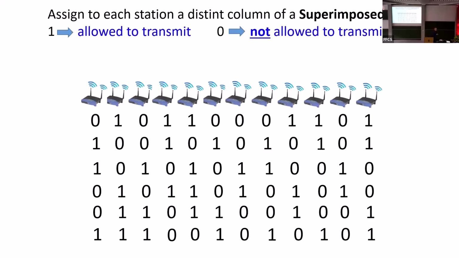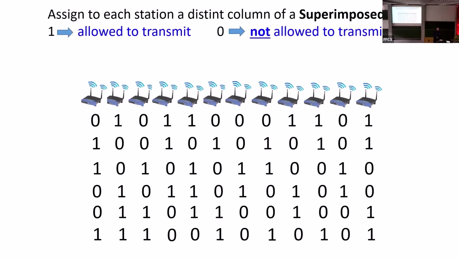The idea is very simple. Suppose that we have a bunch of users, a bunch of stations. What we do is the following. We assign to each station a code word of the superimposed code, which is a string of zeros and ones. And now we instruct the station to interpret a zero as stay silent, do not transmit. A one, you can transmit, okay?